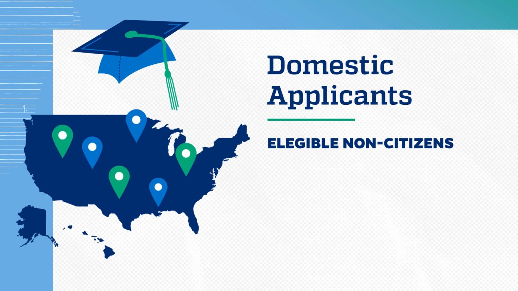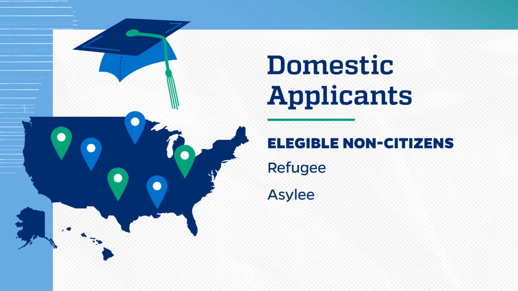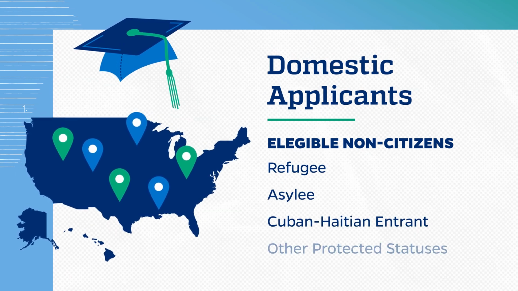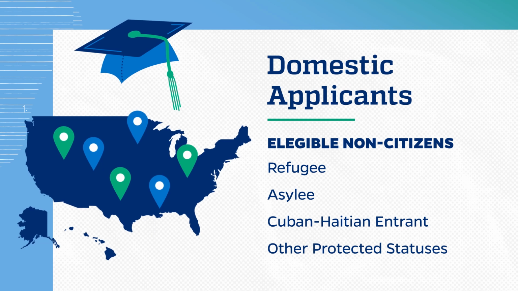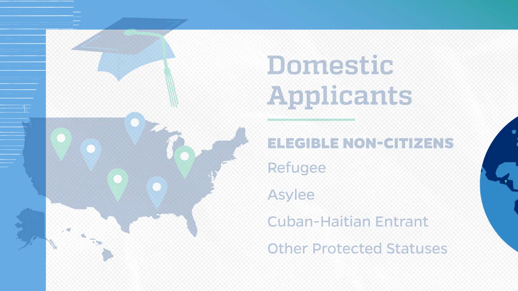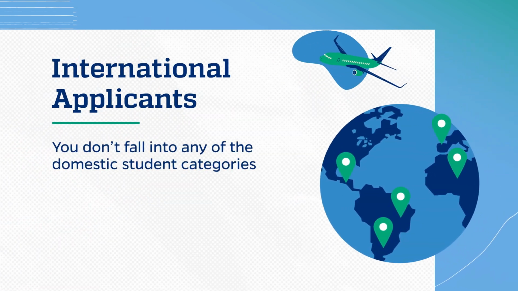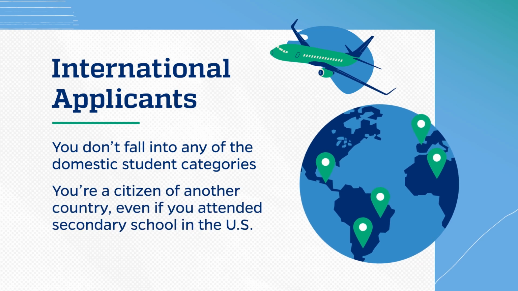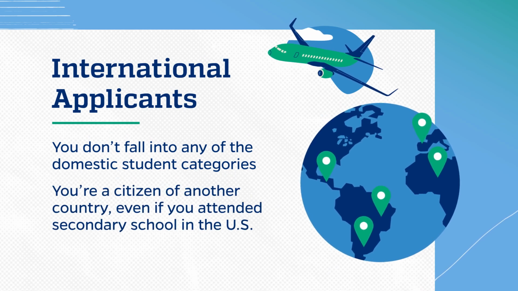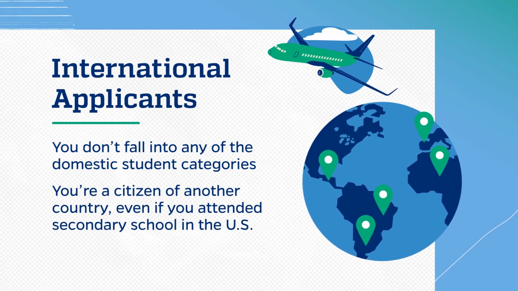Eligible non-citizens with the status of refugee, asylee, Cuban Haitian entrant, or other protected statuses are also considered domestic applicants. If you don't fall into any of these categories or are a citizen of another country and attended secondary school in the U.S., you're considered an international applicant.